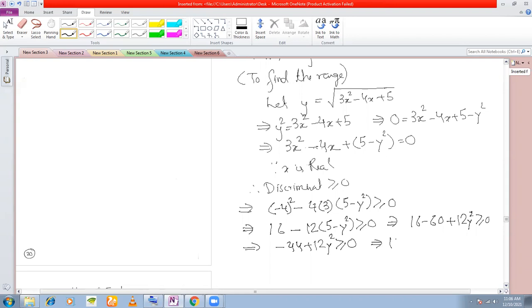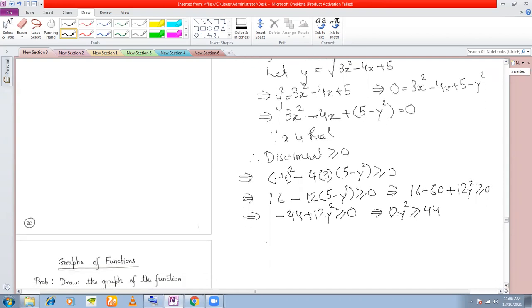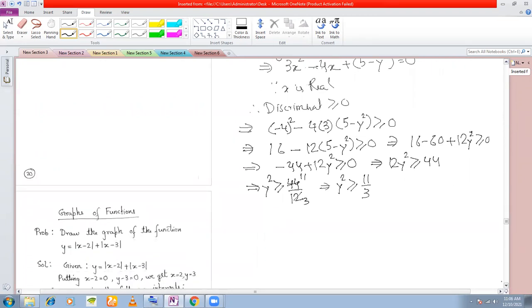That means 12y square is greater than or equal to 44. That means y square is greater than or equal to 44 by 12. If you reduce this, you can cancel with 4, which gives 11 by 3. So y square is greater than or equal to 11 by 3. What should be the solution of this? What are the range of values of y?